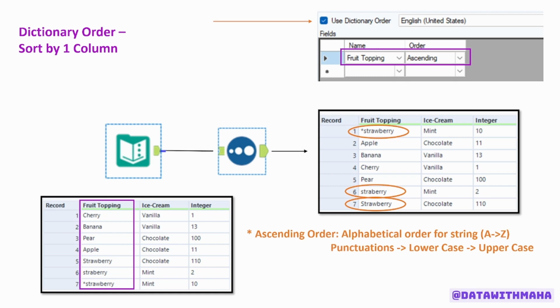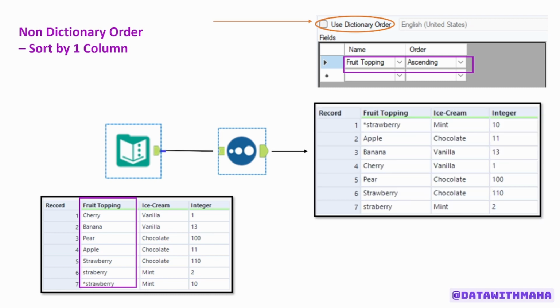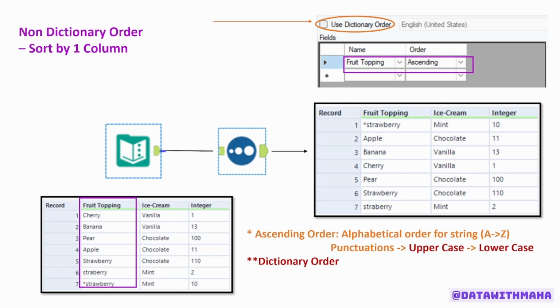Now, what would happen if we uncheck this dictionary order? Actually, we'll look at the same example and we'll unselect this dictionary order. And what actually happens here is the uppercase and the lowercase get swapped around. So instead of it looking like the previous example where this lowercase was at record 6, it is now at record 7. And that's the difference between selecting or unselecting dictionary order when you're having a string type.